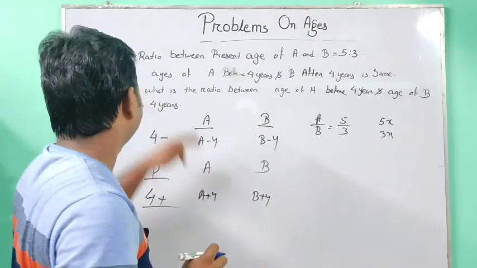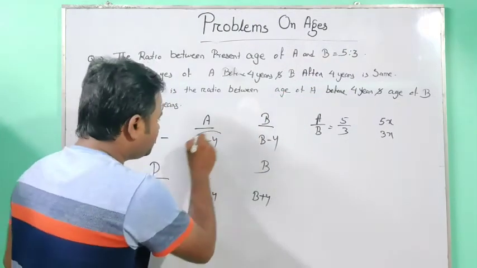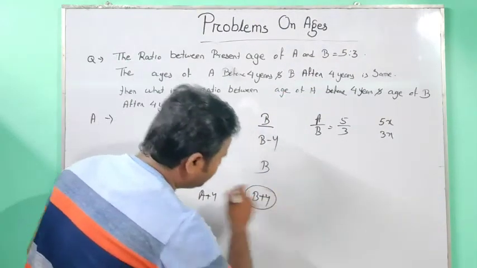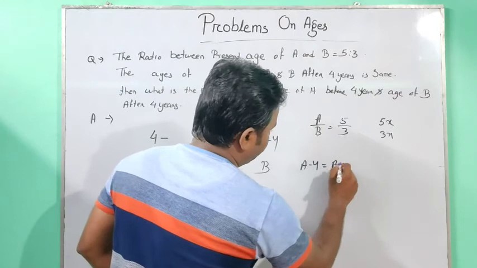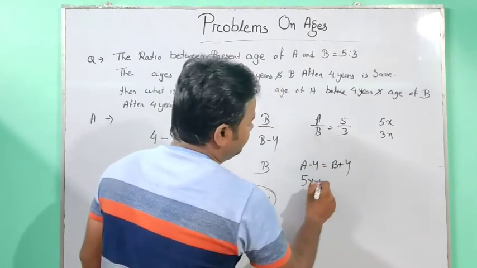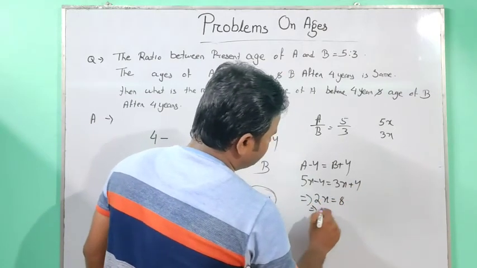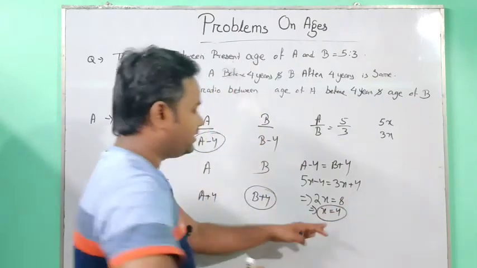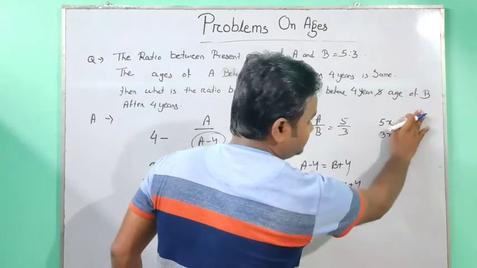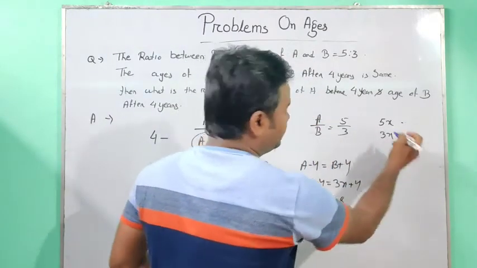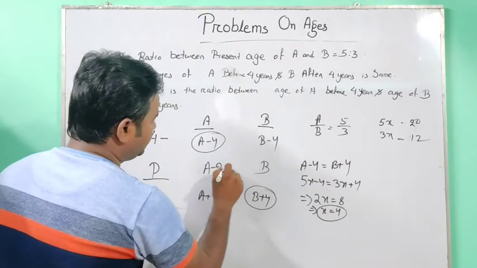Now it is given that the age of A before 4 years and the age of B after 4 years are the same. These two are the same thing. That means A minus 4 is equal to B plus 4, so 5x minus 4 is equal to 3x plus 4, which implies 2x is equal to 8. That implies x is equal to 4. If x is equal to 4, the age of A will be 20 and B will be 12.